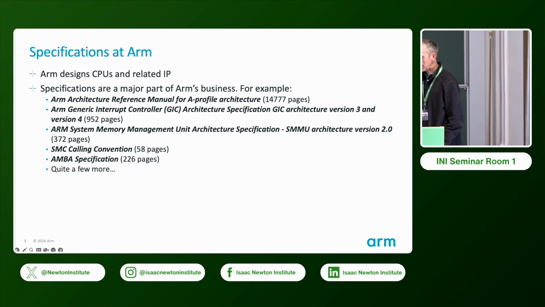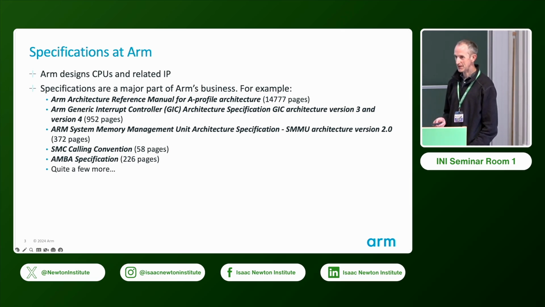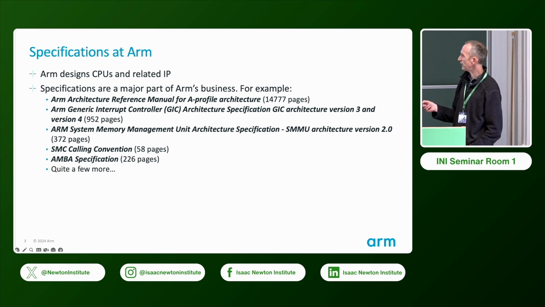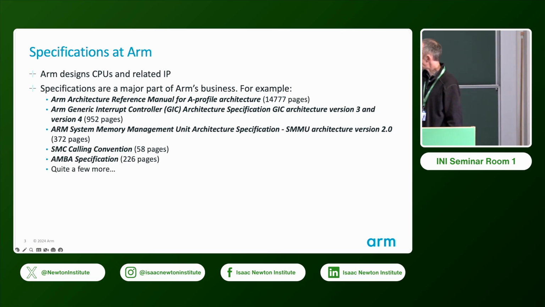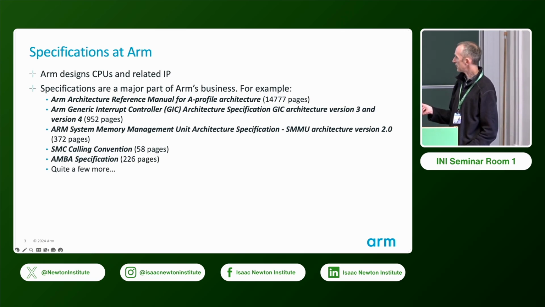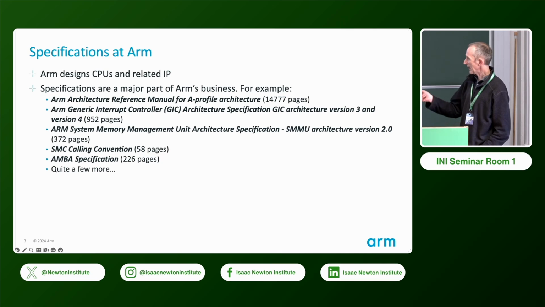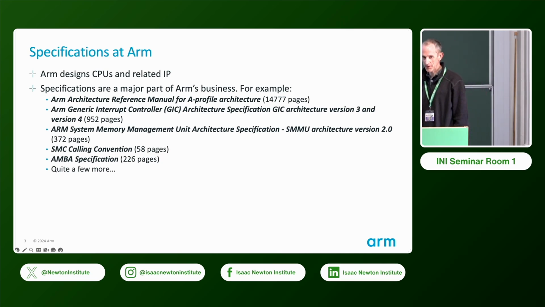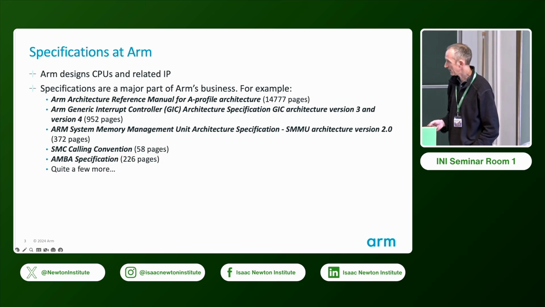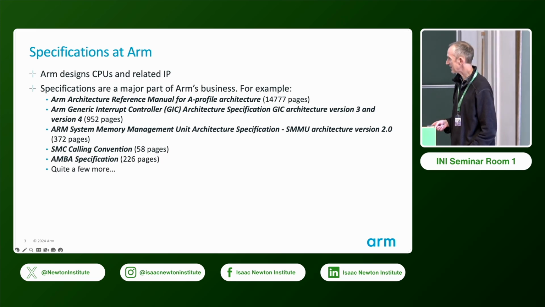But actually, it's not the only specification as well. I mean, there's other important parts of architecture that need to be specified. So I've listed a few here. We got the GIC, so that's another close to 1,000 pages. You got Systems MMU, nearly 400 pages there. And there's an assortment of random other specification documents. You know, this is a relatively short list of all the documents that ARM produces.